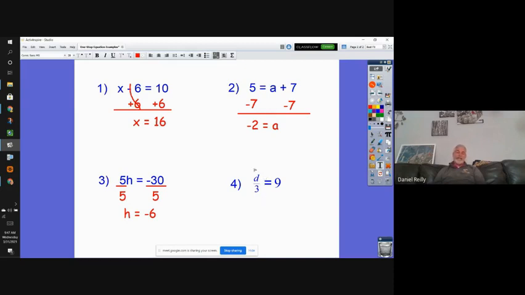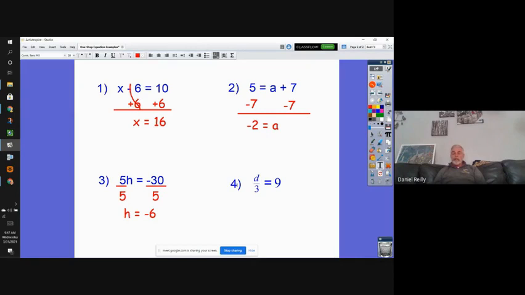And the last one is a division problem. D divided by 3 equals 9. Some people will say the answer is 3. It just kind of looks like it should be. But if you put 3 in for D, 3 divided by 3 is not 9. 3 divided by 3 is 1.